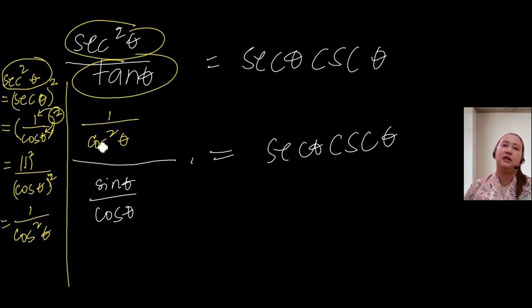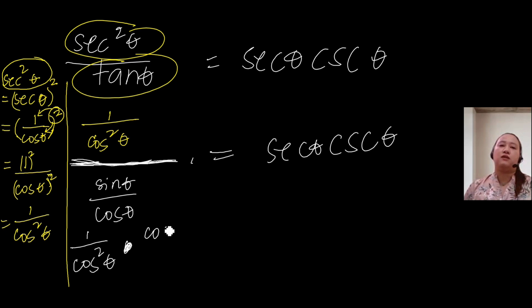Okay, next. The left side, if you would like to cancel already, since there's something common on the denominator, you can already cancel. But if you want to write this in terms of multiplication, because this is already in division and then reciprocal of denominator, you may do so. So we have the numerator 1 over cosine squared of theta. The division will become multiplication. Then the denominator, write the reciprocal. So we have cosine of theta over sine of theta equals to the right side.